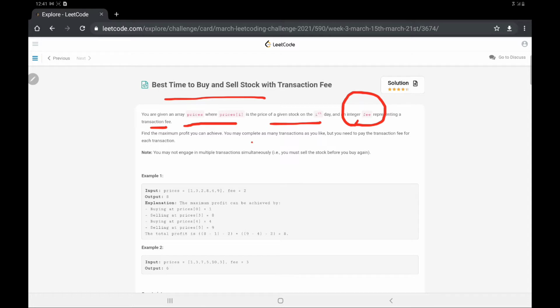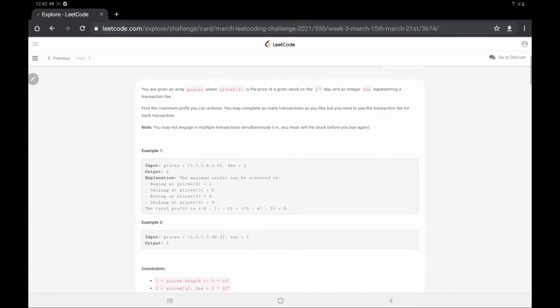It's also given that we can complete as many transactions as we like, but we need to pay the transaction fee for every transaction. We also cannot engage in multiple transactions at once. What that means is that we can only buy one stock at a time, and only after we sell it can we buy another one. I hope it's clear to everyone, and let's see the constraints and the examples.